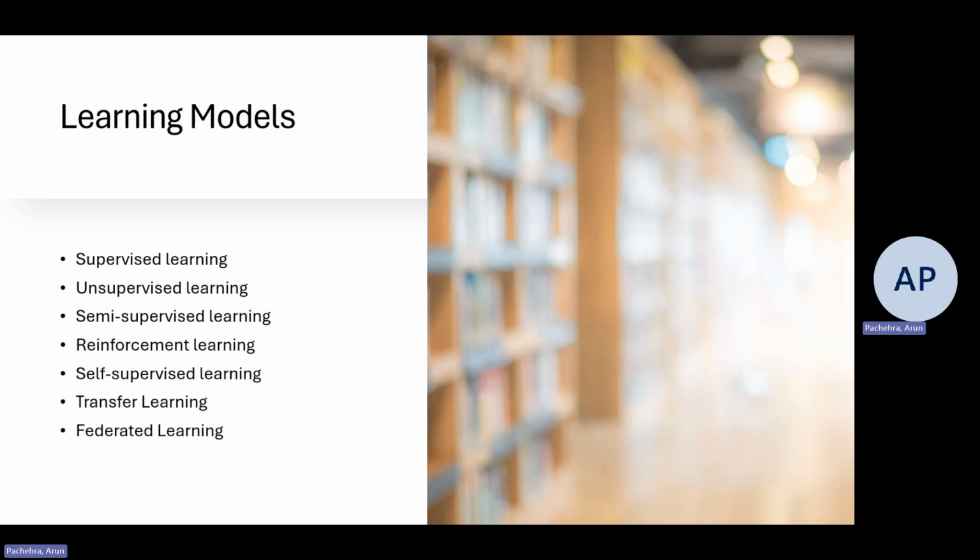And then we have transfer learning, which involves taking a pre-trained model and fine-tuning it for a different but related task. And finally, last but not the least is federated learning. It's a distributed approach where the model is trained across multiple devices or servers holding local data samples without exchanging them. This method is useful for improving privacy and reducing the need to centralize data. That's why it's federated learning.